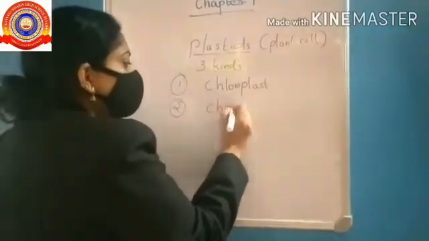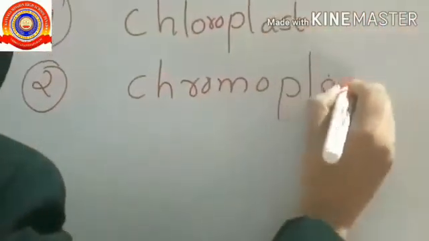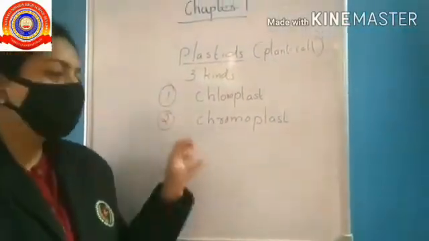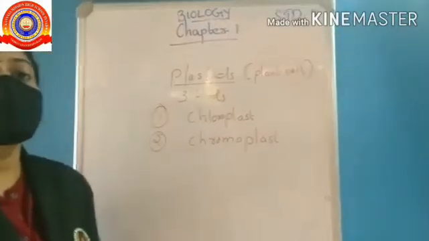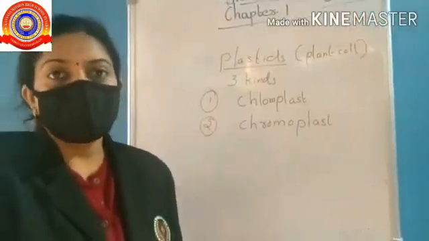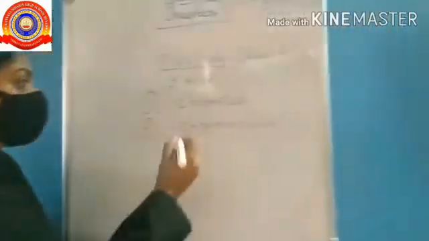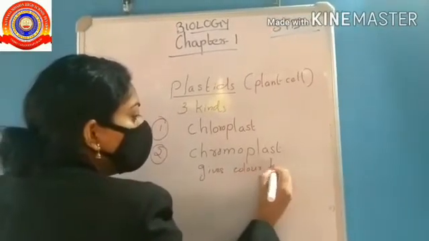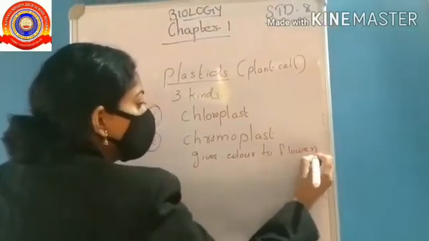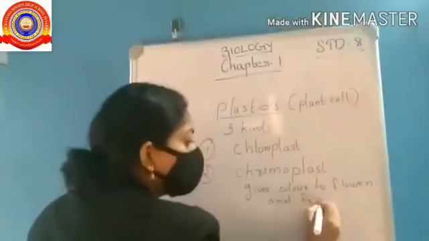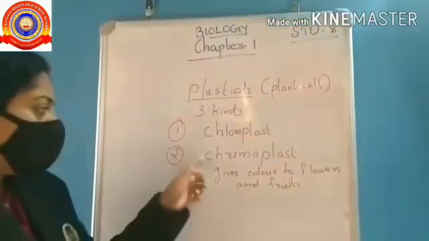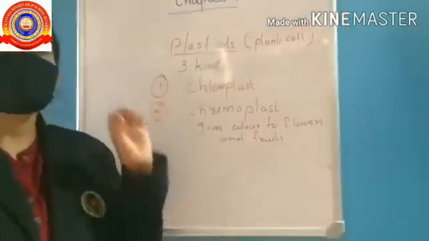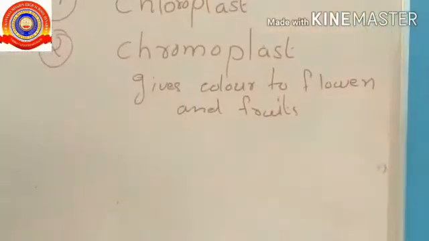Then the second one is chromoplast. The function of chromoplast is it gives or imparts color to flowers and fruits. So the chromoplast gives color to flowers and fruits. The chromoplast contains certain pigments.